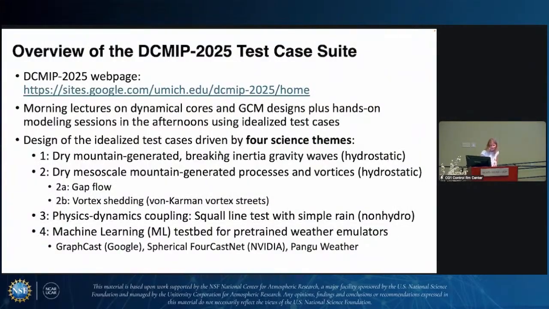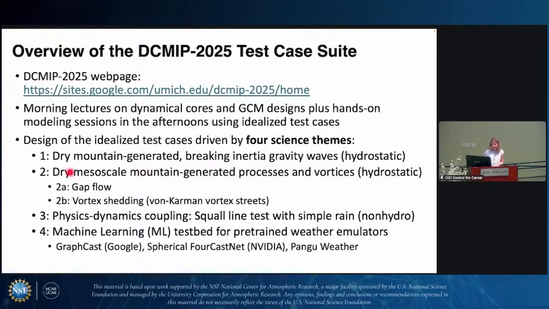All right, let's dive in, and this is a really short talk. I just give you the essence of the test cases and a couple of results, and there's a lot to look at. So I want to point you to the DCMIP webpage. It's a wiki that we created last week. There are many, many diagrams and graphics there if you really want to dive deep. But let's just today focus on the design of the test cases, which we created for this event, and we have basically 3.